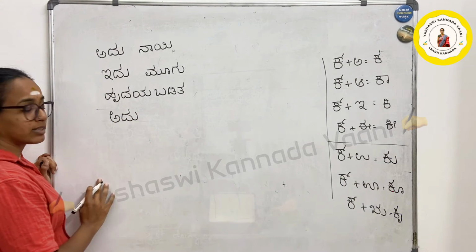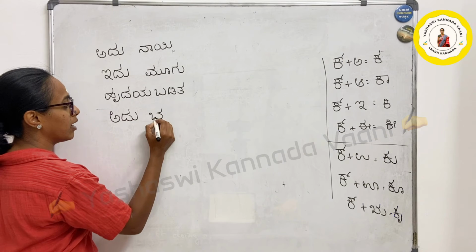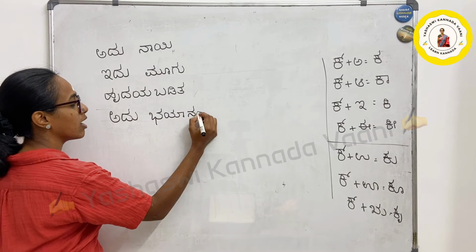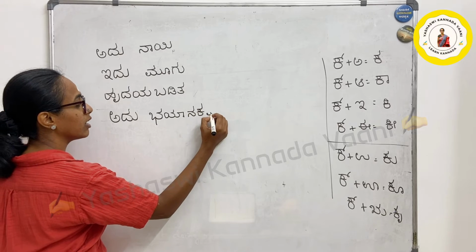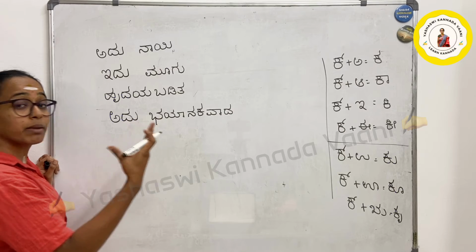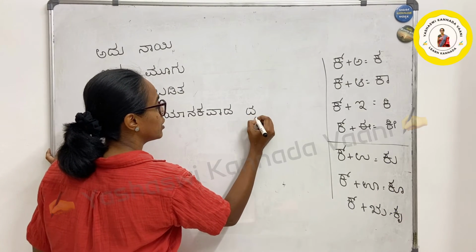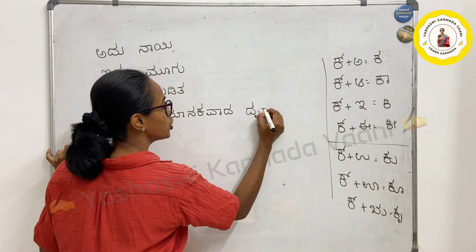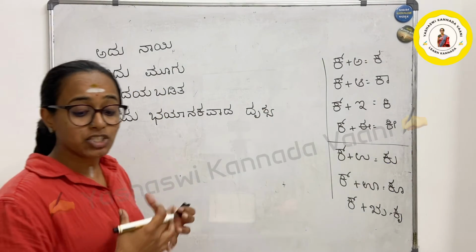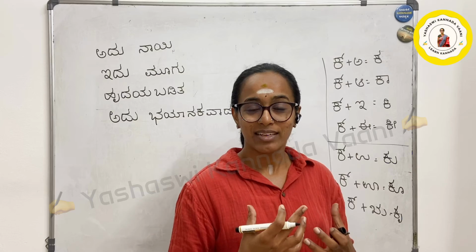Do, that. Bha, ya, na, ka, va, da. Bhayanaka, terrible. Dhru, shage, yavatu, shya, drishya, scene. It's a terrible scene. Clear?